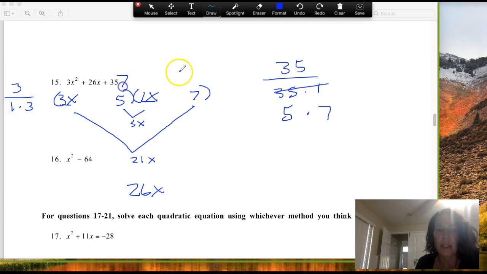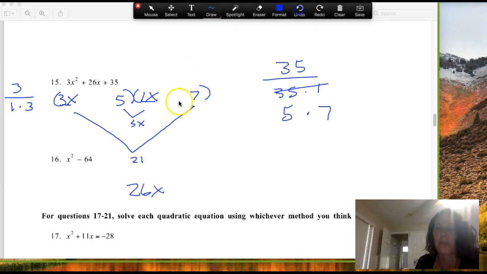Now, had I done 7 and 5, this would have given me 7x, and this would have given me 15x. And it wouldn't quite give me 26x. So I wouldn't be correct if I'd done it the other way. I'd have to erase and try again. So by guessing and checking, I figured out what it is. It's 3x plus 5, 1x plus 7.